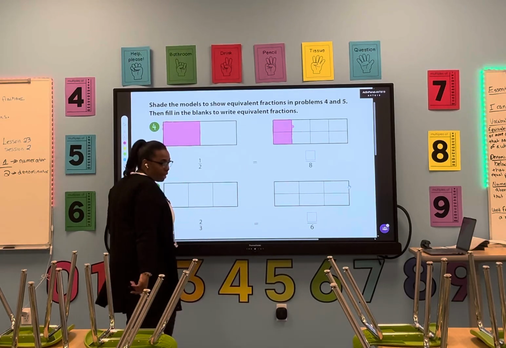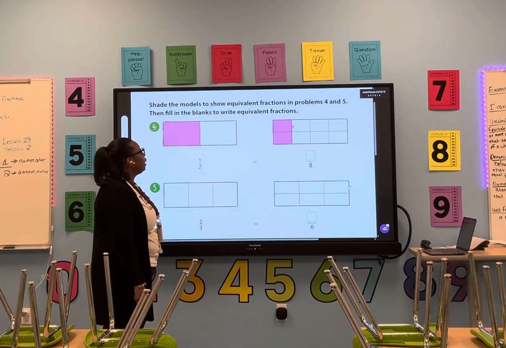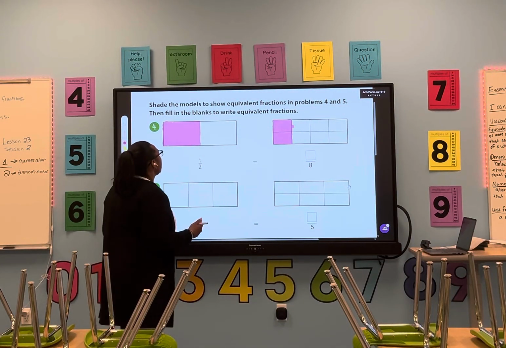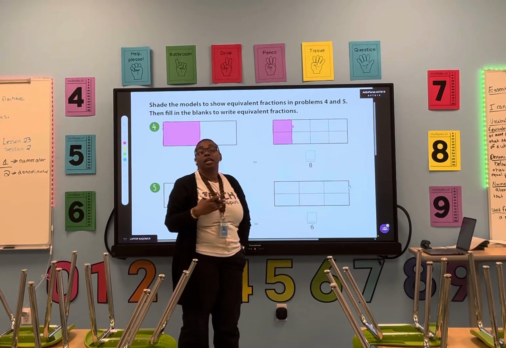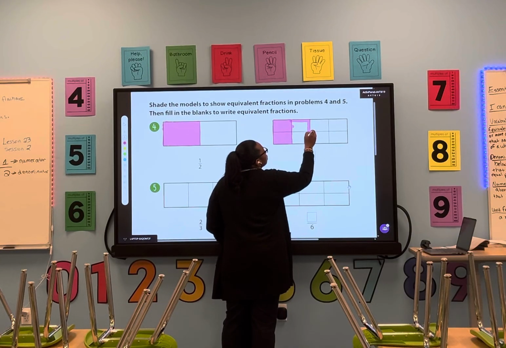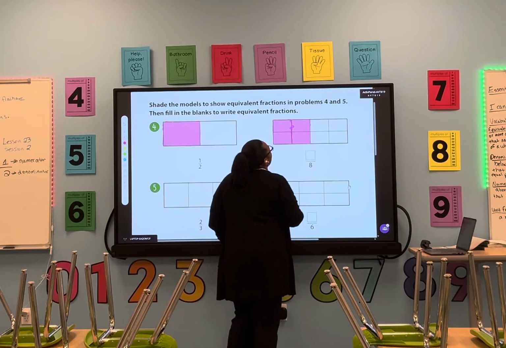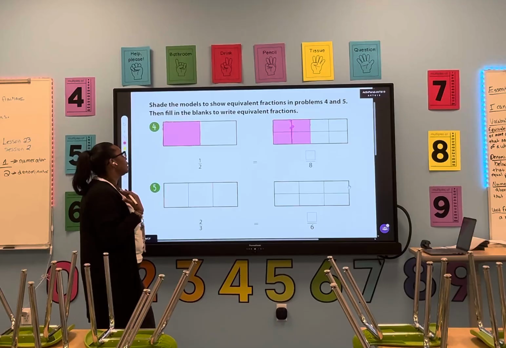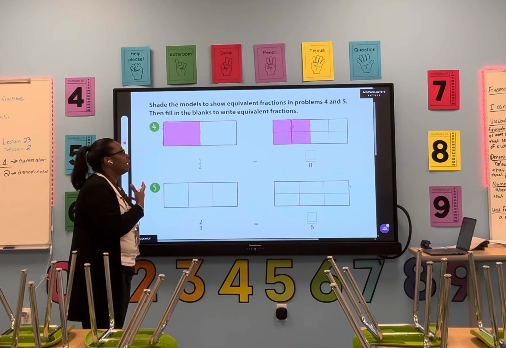And then I'm gonna stand back and I'm gonna look at it and I'm gonna say, does that look equal to you? And my answer would be no, because clearly I can see this one has less shaded in than this one. So I'm gonna go ahead and shade in some more. Okay, so now I'm going to step back and I'm going to look at it, and now they look like they're equal. They are equivalent now. So now I can answer the question.